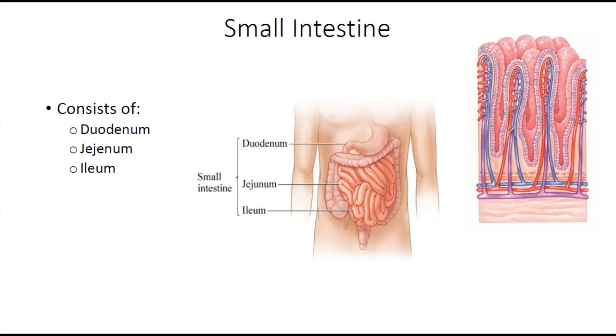The small intestine consists of the duodenum, jejunum, and ileum. The main function of the small intestine is for digestion and absorption. In digestion, enzymes in the small intestines aid to break down carbohydrates, proteins, and fats. When it comes to absorption, it's mostly food absorption, but in addition, it also absorbs water, vitamins, and minerals. And so from here, it goes to the bloodstream or the lymph nodes or lymphatic system.